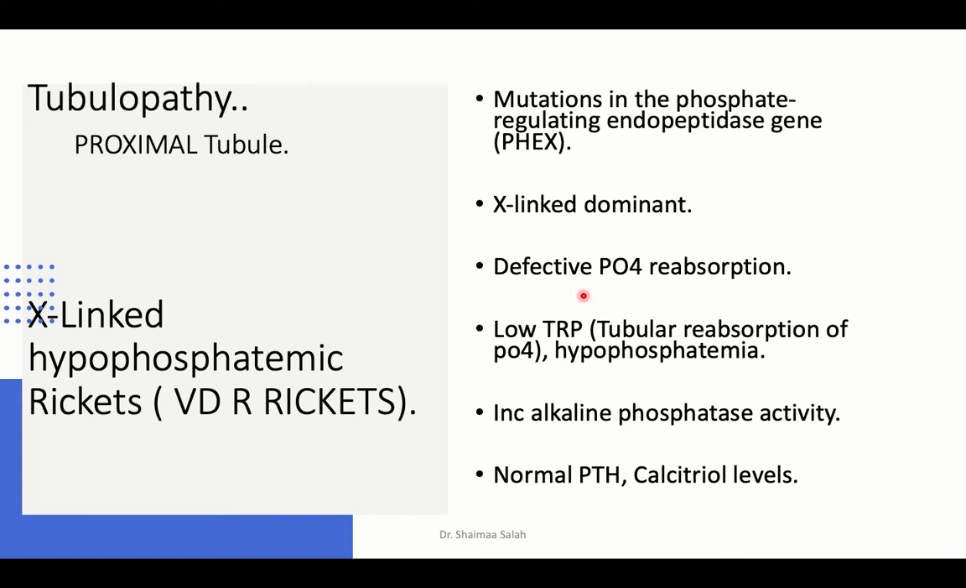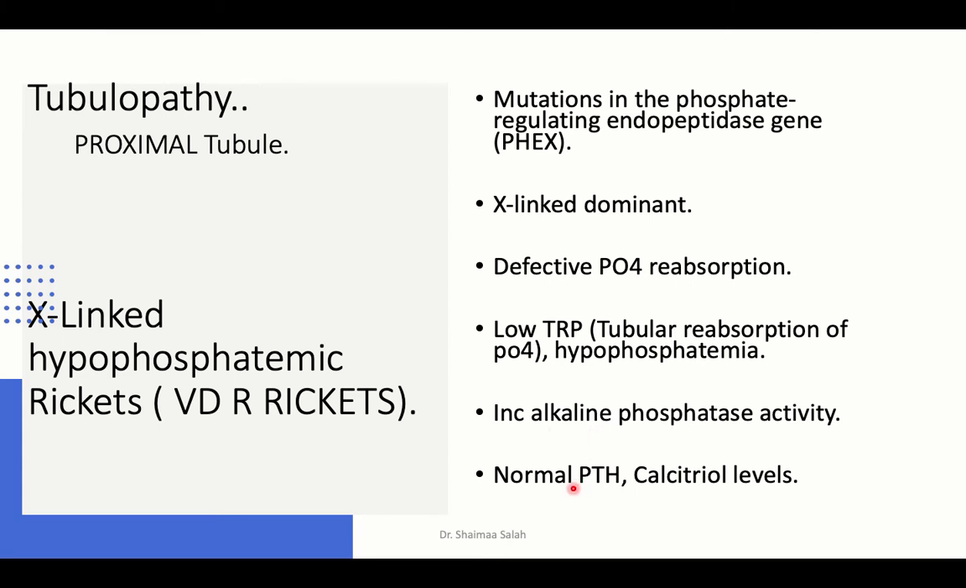Okay, and this will result in defective phosphorus reabsorption in the proximal tubule. You know, most of phosphorus is reabsorbed in the proximal tubule. So now we have what's called low TRP or tubular reabsorption of phosphorus. By this we can calculate the amount of phosphorus loss in urine. Okay, so we have high phosphorus excretion in urine and low tubular reabsorption of phosphate, resulting in hypophosphatemia. Hypophosphatemia will be associated with increased alkaline phosphatase activity.